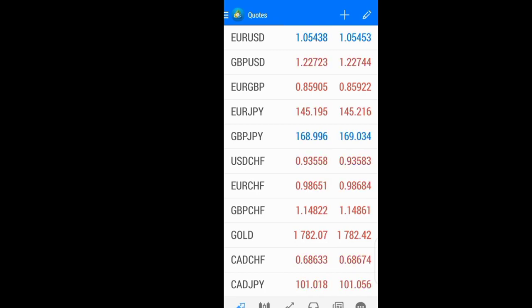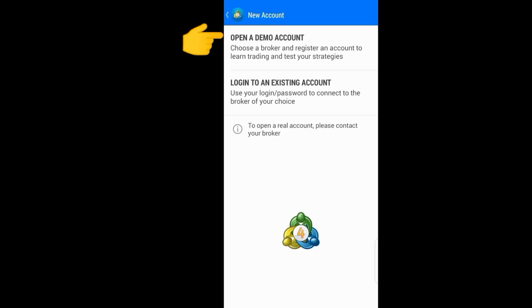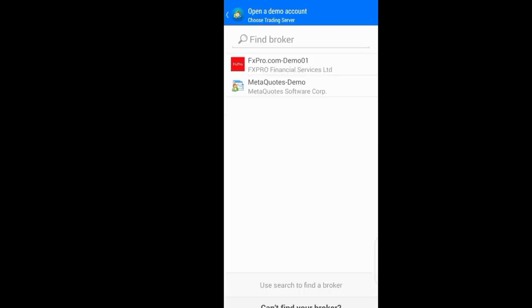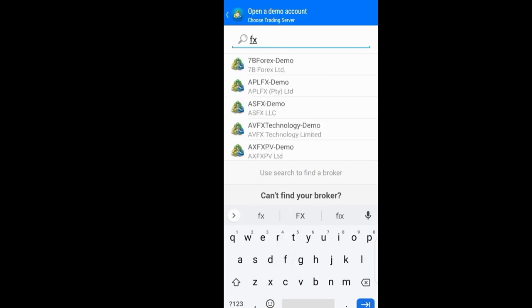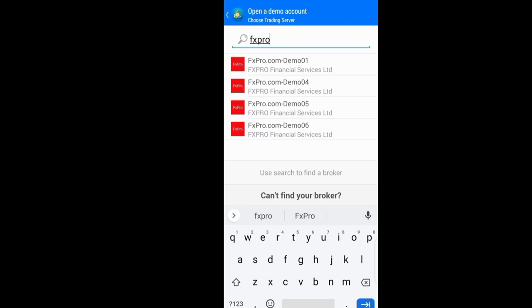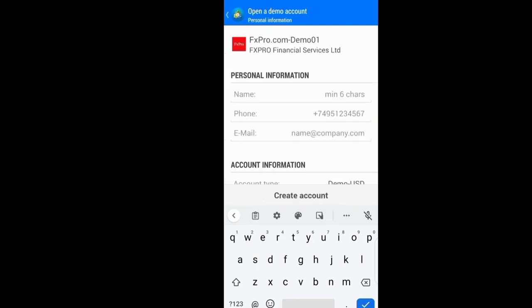When it opens, you will need to open a demo account. Click the plus bar there, then come to open a demo account. Then search for the broker you need. You can just type any of the brokers. Here I use FX Pro, so you can just type FX Pro. When it opens FX Pro, you select any of the demo accounts and fill in these details.